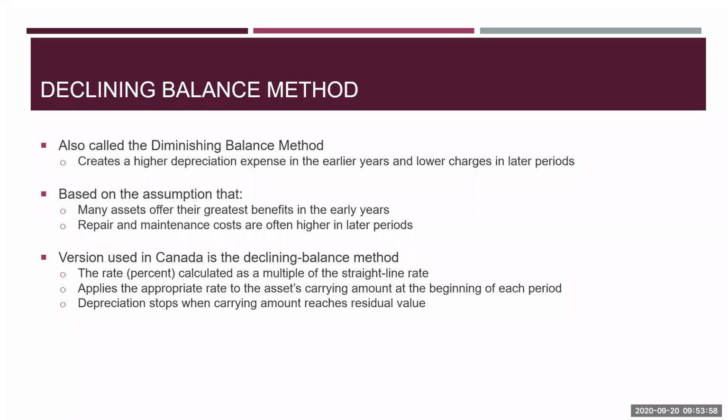The version that we use in Canada for the declining balance method is a rate, or percent, that is calculated as a multiple of a straight line rate. What that means is, take one and divide that by the useful life of the asset; that's your rate. If the business is using an accelerated rate, they can double the rate. Apply the appropriate rate to the asset's carrying amount at the beginning of each period, and depreciation stops when the carrying amount reaches its residual value.